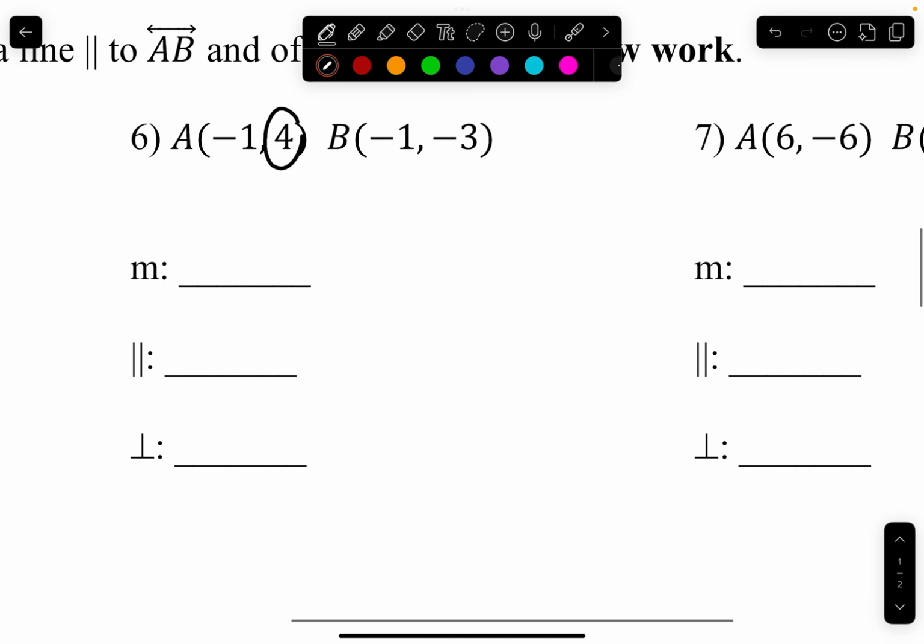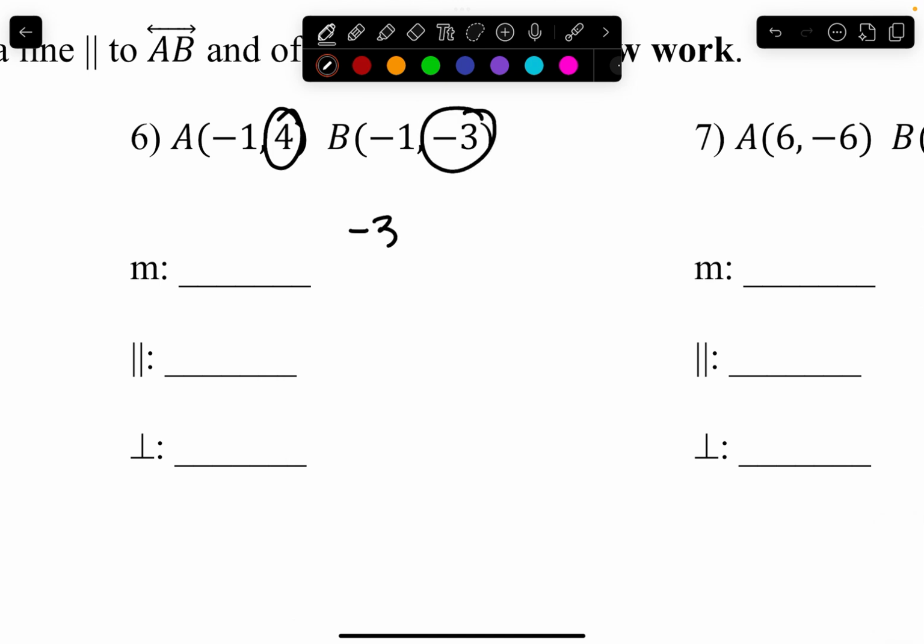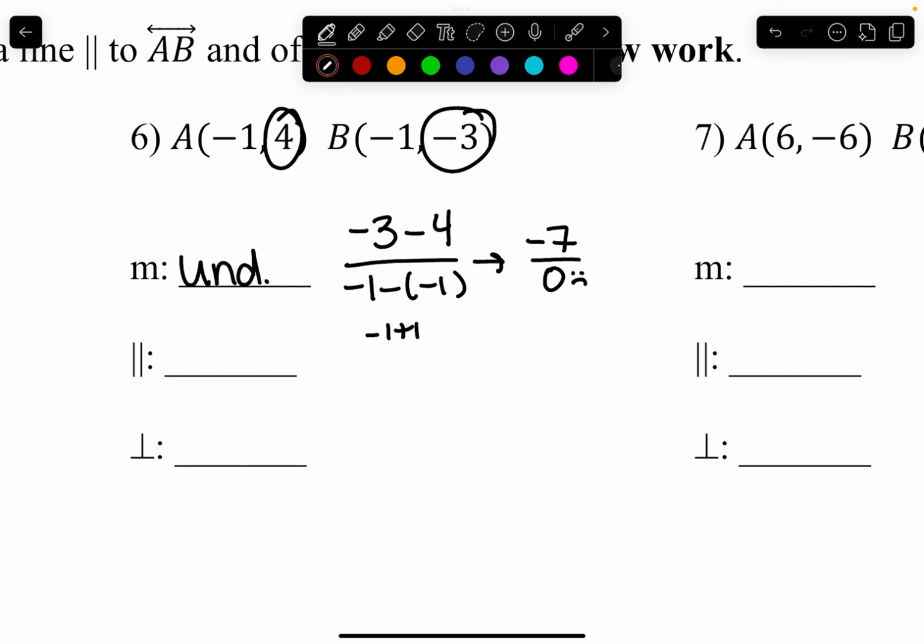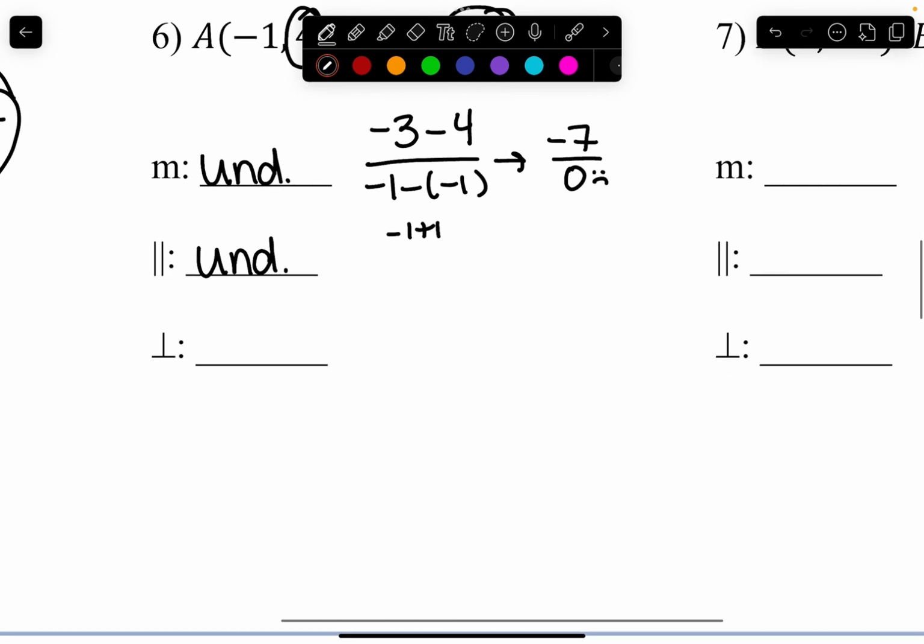We're going to do it again. You're looking at your y values first. -3 minus 4 over -1 minus -1. This is -7 over -1 plus 1 is 0. 0 on bottom is bad, friends. Okay, so your slope is undefined. Your parallel slope will also be undefined. And then the opposite reciprocal of an undefined slope is a 0 slope. So remember that an undefined line is vertical and a 0 sloped line is horizontal. Okay, so those are what we consider opposite reciprocals of each other.